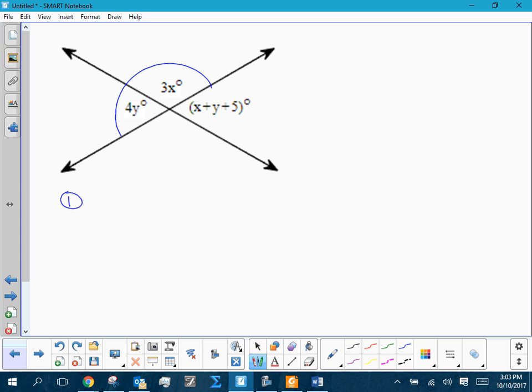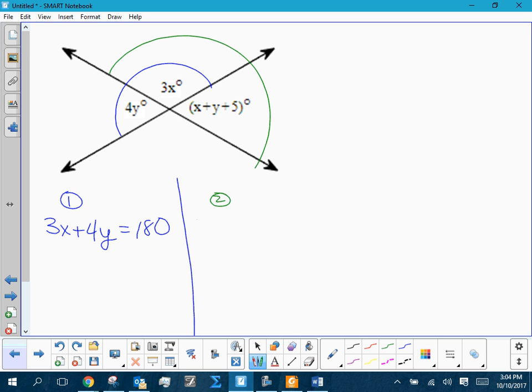Half to 180. So equation 1 is going to be, I'm going to say 3x plus 4y equals 180. What is the relationship between those two? Half to 180. So I'll call this equation 2. Say 4x plus y. Maybe I shouldn't do this, but I will. We have it as, it should be 3x plus y plus 5 equals 180, right?